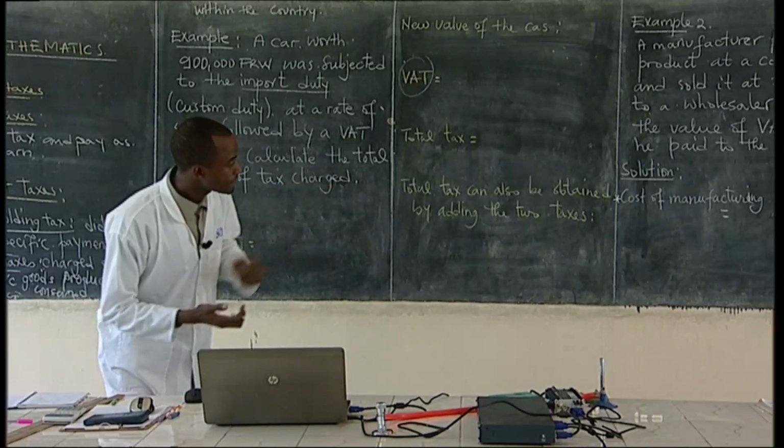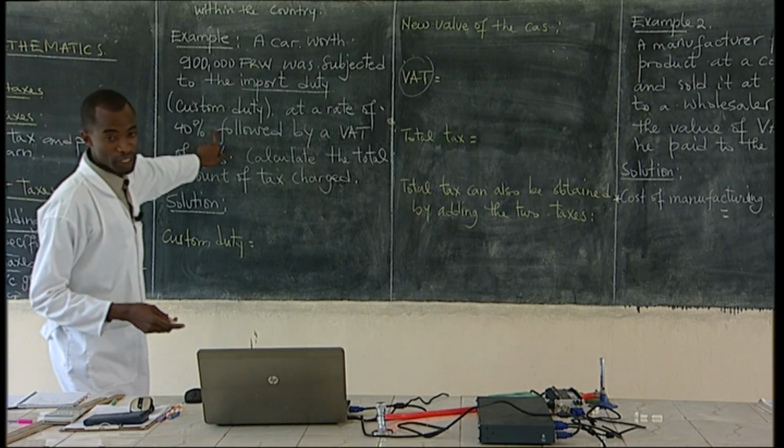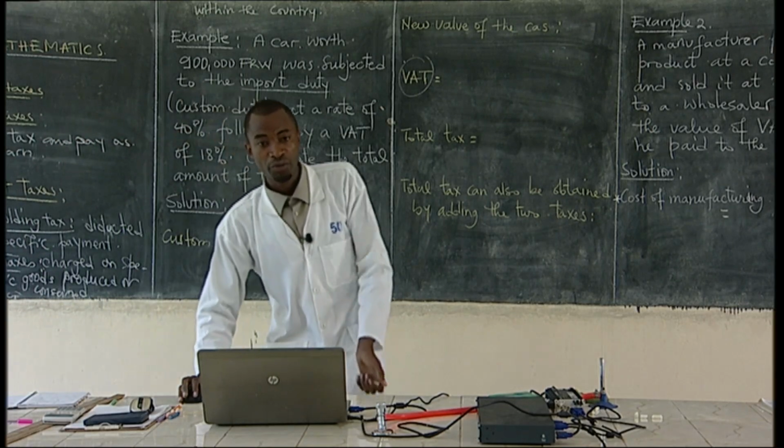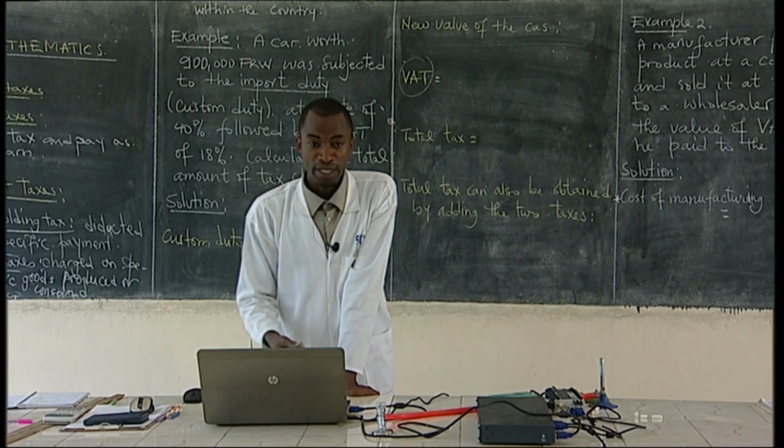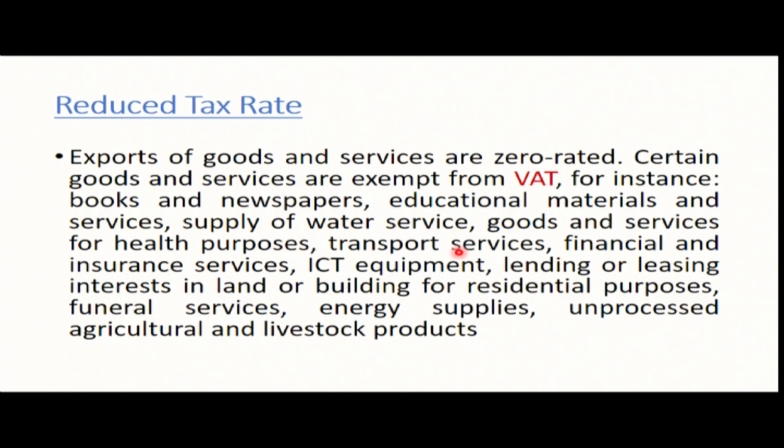And before we go to the example, I want to also continue to take you through this. When you go to the next slide, there is also what you call reduced tax rate. There are some products or things done inside the country where the government tries to reduce the taxes. For example, exports of goods, let's read together: exports of goods and services are zero rated. Certain goods and services are exempted from the VAT.